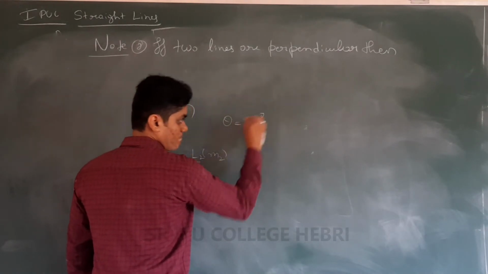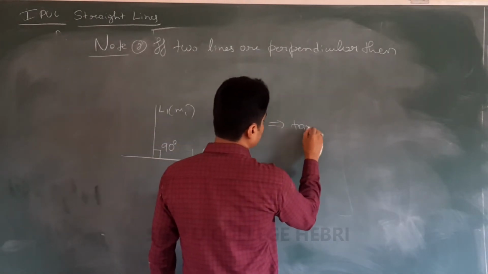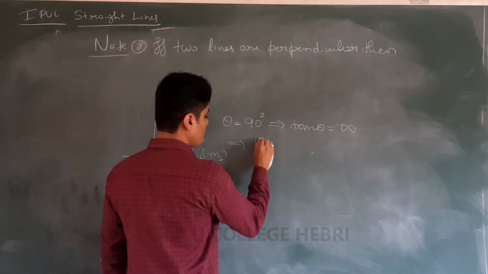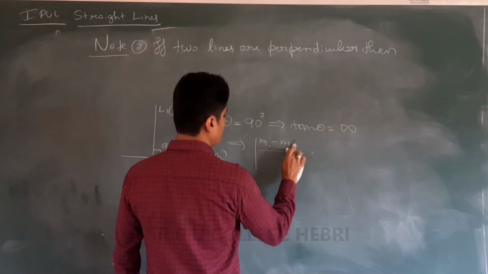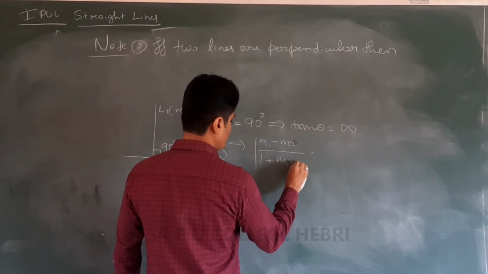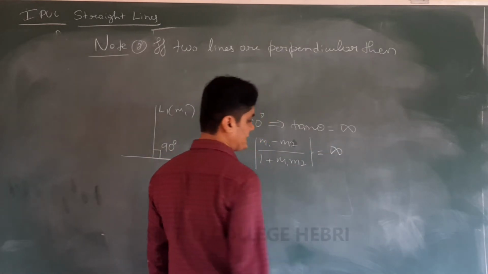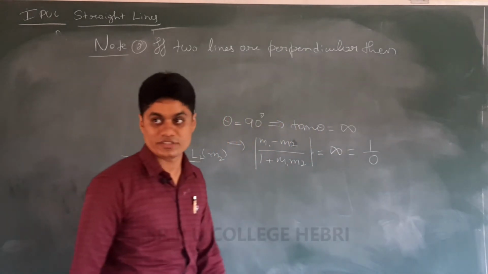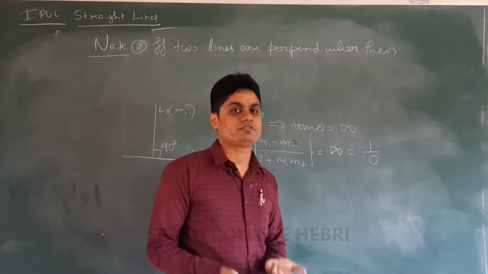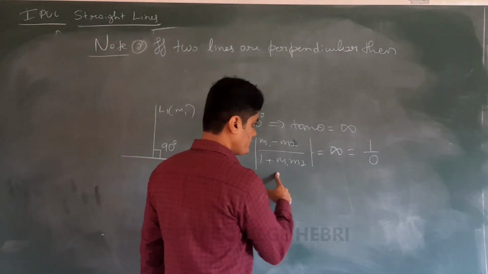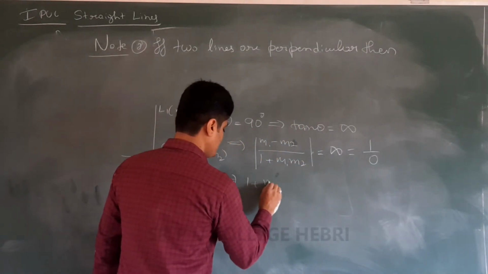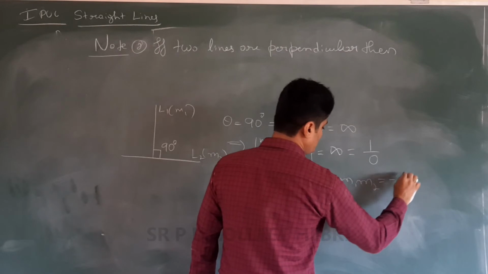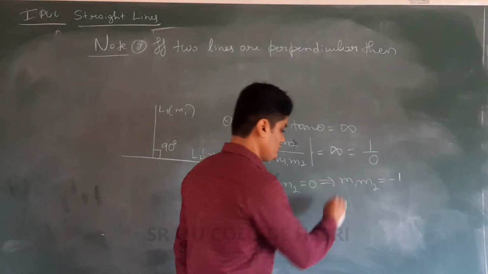Theta is equal to 90 degree. If theta is 90 degree, what does tan theta become? Yes, it does not exist. Correct? So this implies the modulus of m1 minus m2 divided by 1 plus m1 into m2 is equal to infinity or does not exist. How can we understand infinity? You can understand this as 1 by 0. That is, when the denominator is 0, the expression does not exist. So what does the denominator being 0 mean? This implies 1 plus m1 into m2 is equal to 0. So this implies m1 into m2 is equal to minus 1.